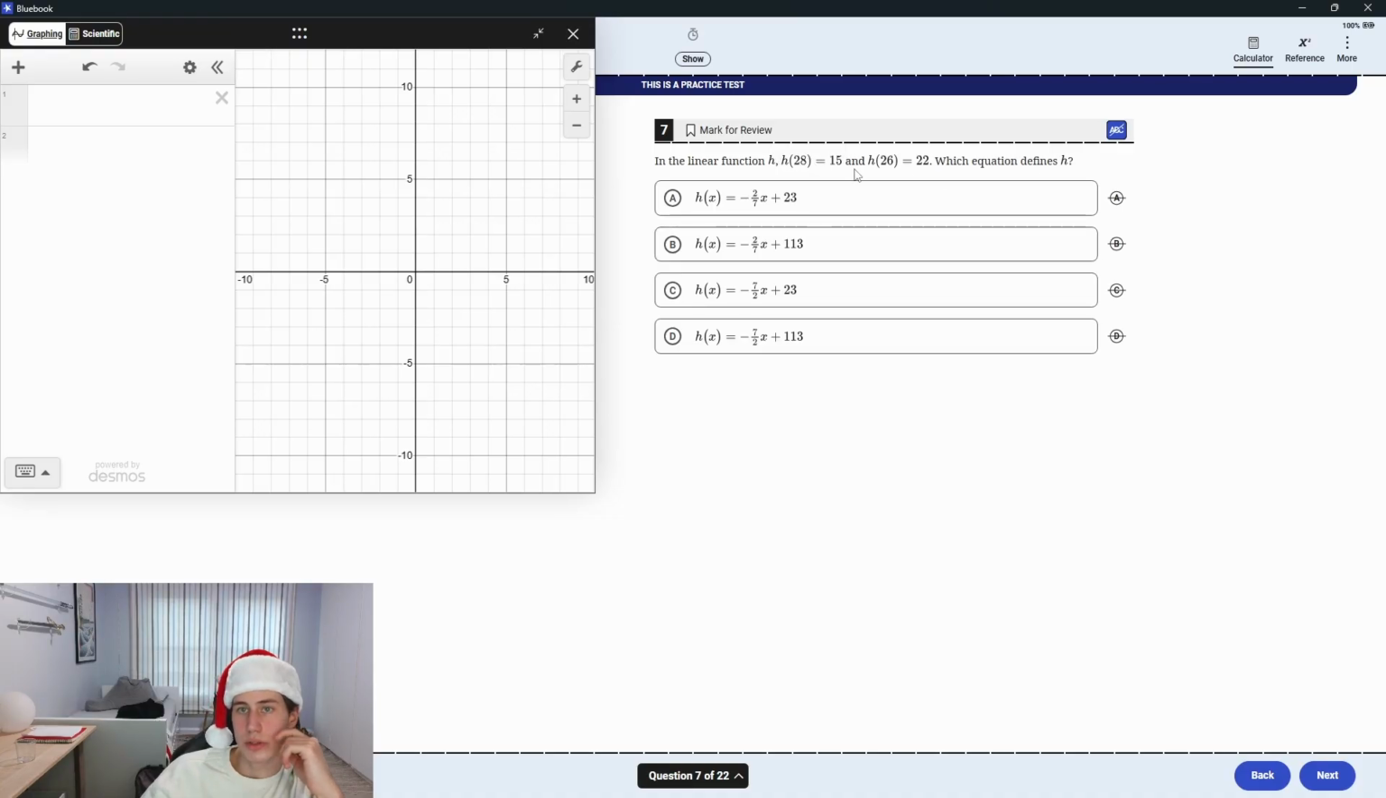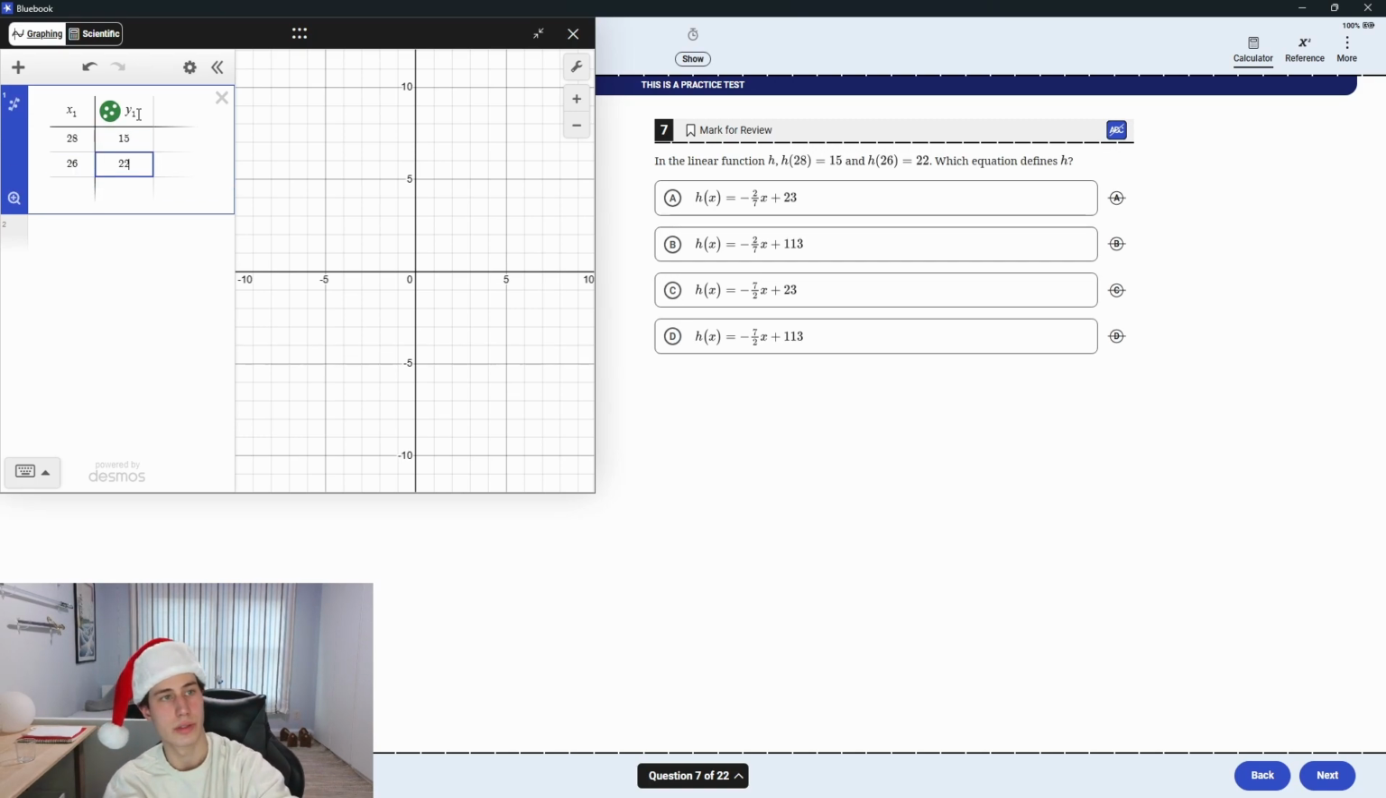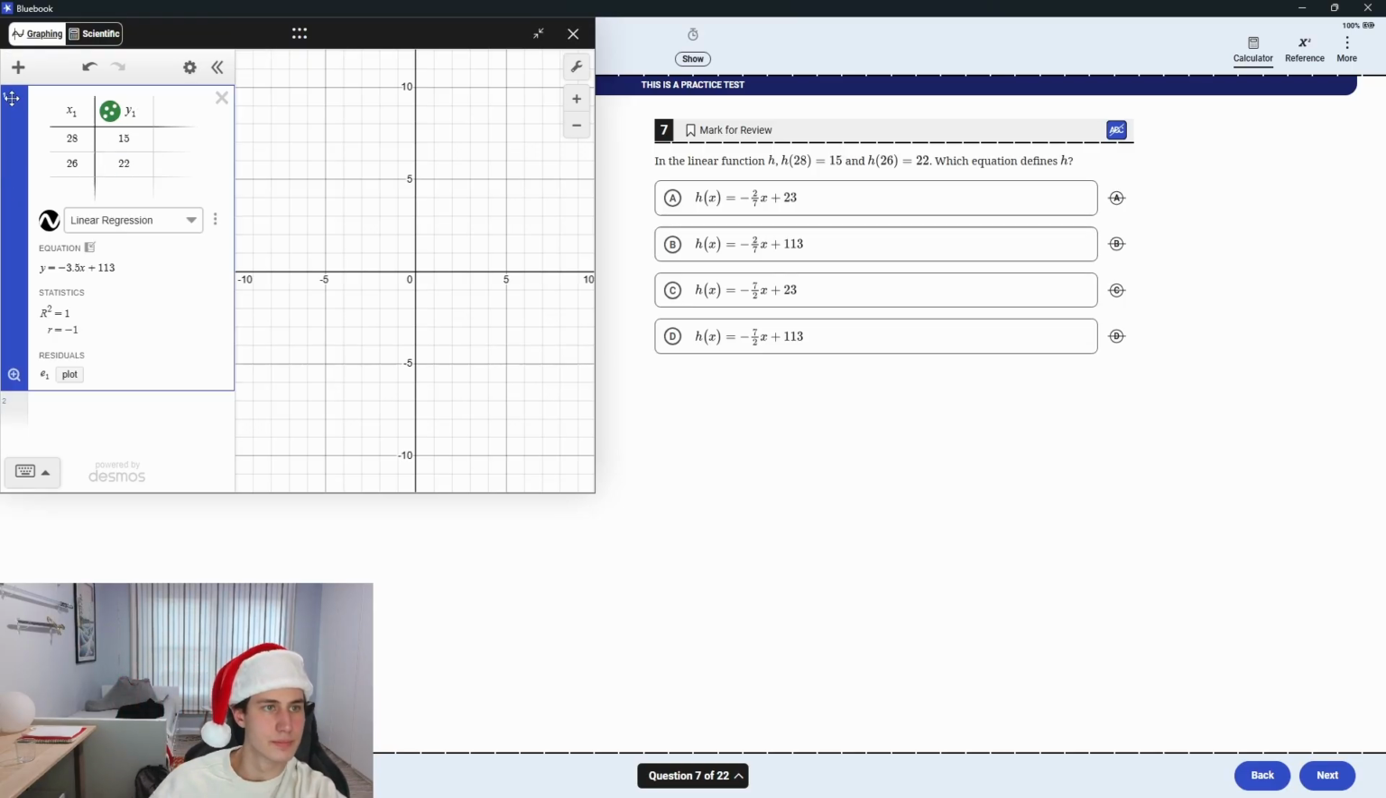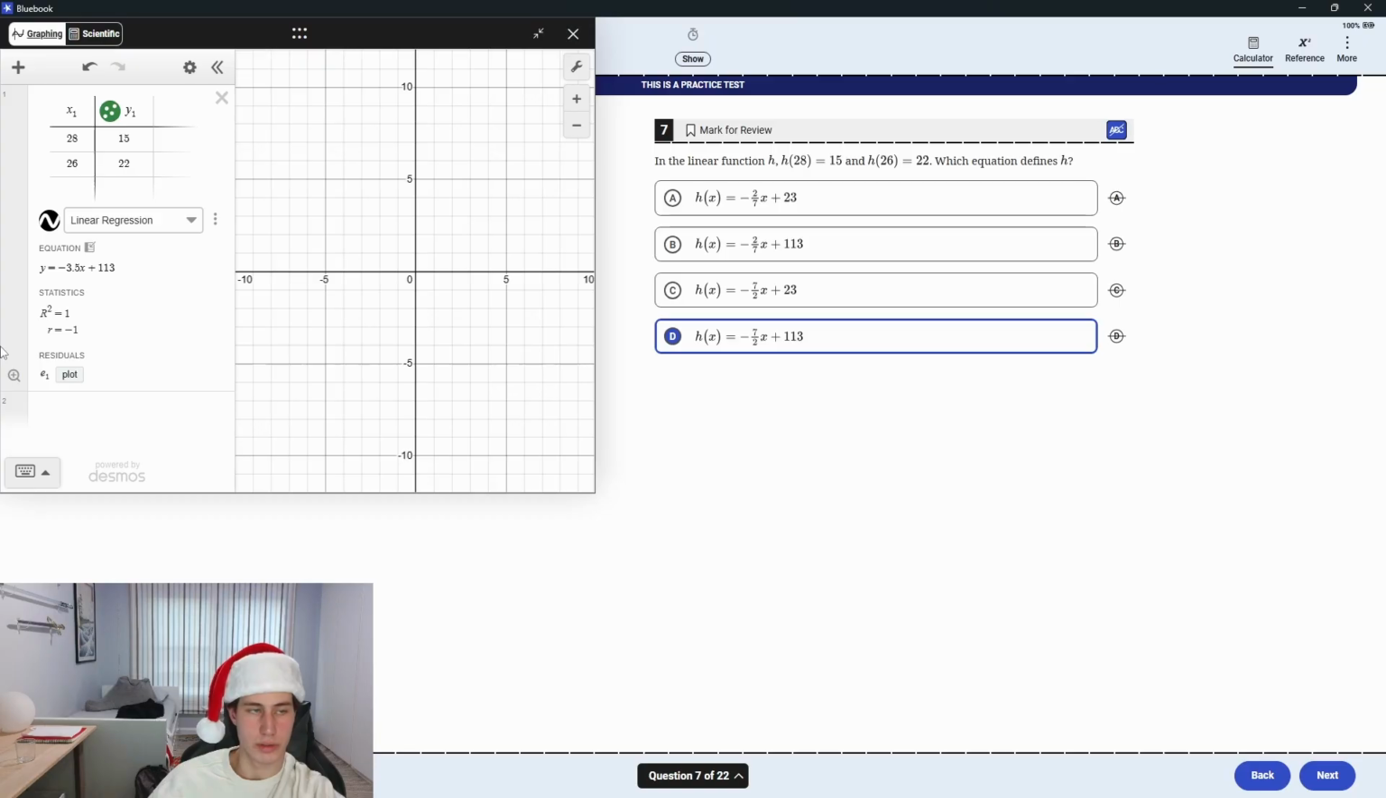So they're giving us 2 points, and we define which equation defines h. So let's just use a regression. 28, 15, 26, 22. And we have negative 3.5x plus 113. So negative 7 over 2 x plus 113 would be the equation for this.